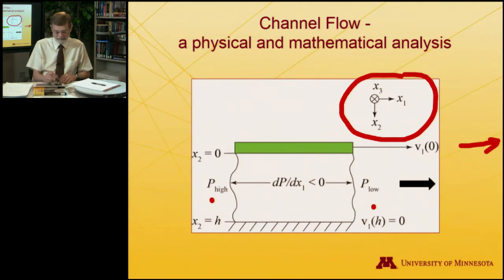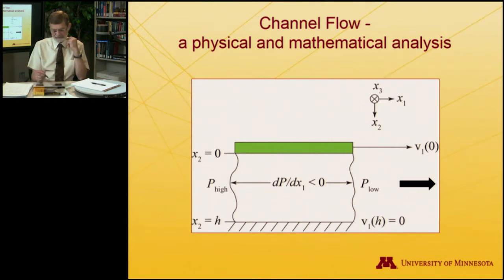And we're going to talk about the velocity as a function of vertical position, and that is a function of x2 in the system. What we can see right away is that the bottom is fixed. That's what's indicated by the series of slash lines at the bottom. And the channel extends from x2 equals 0 at the top to x2 equal h at the bottom.